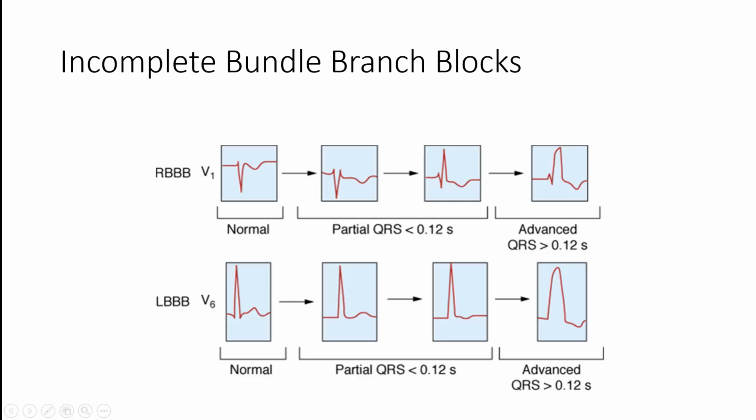In those cases that we have a pattern that is present, but we do not have enough delay, we will simply refer to those as an incomplete right or left bundle branch block, depending on which pattern is present.